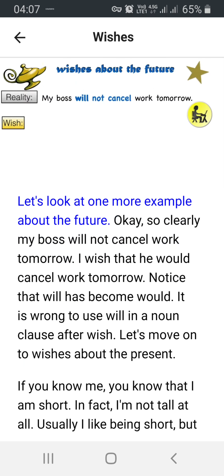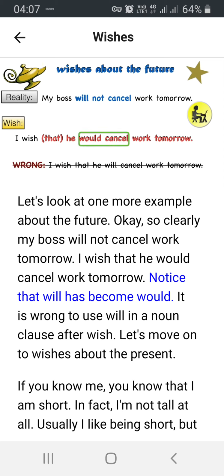Let's look at one more example about the future. Okay, so clearly my boss will not cancel work tomorrow. I wish that he would cancel work tomorrow. Notice that will has become would. It is wrong to use will in a noun clause after wish.